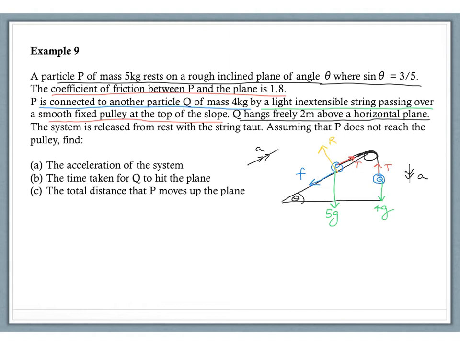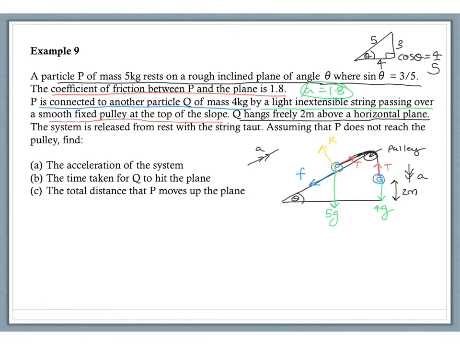What else do we know? We know that sine theta equals 3/5, so the opposite and the hypotenuse have to have the ratio 3/5. This is a Pythagorean triple, a 3, 4, 5 triangle, so the adjacent must be 4 and cos theta must equal 4/5. We're also told that the coefficient of friction mu is 1.8. We'll use that shortly. And the system is released from rest as the string is taut. Oh, one last piece of information. Q is 2 meters above the ground. And just to be clear, this is my pulley.